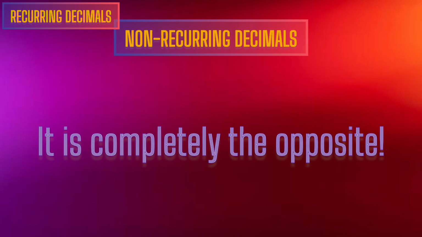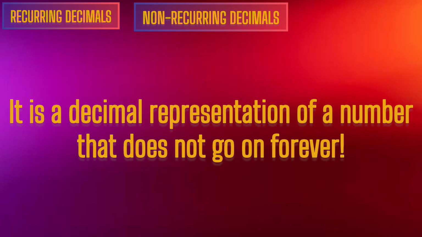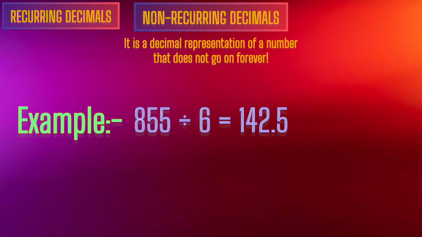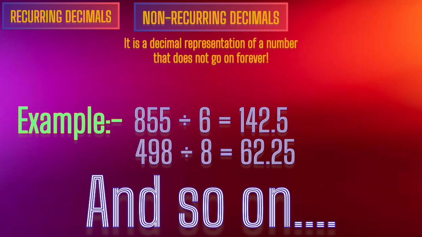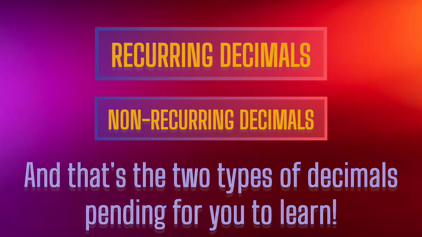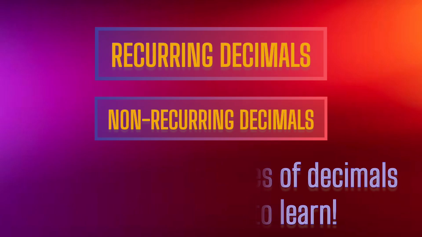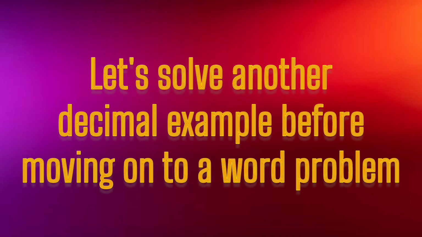Non-recurring decimals. It's completely the opposite. It's a decimal representation of a number that does not go on forever. Example, 855 divided by 6 is 142.5. 498 divided by 8 is 62.25 and so on. And that's the 2 types of decimals pending for you to learn. Great! Let's solve another decimal example before moving on to a word problem.